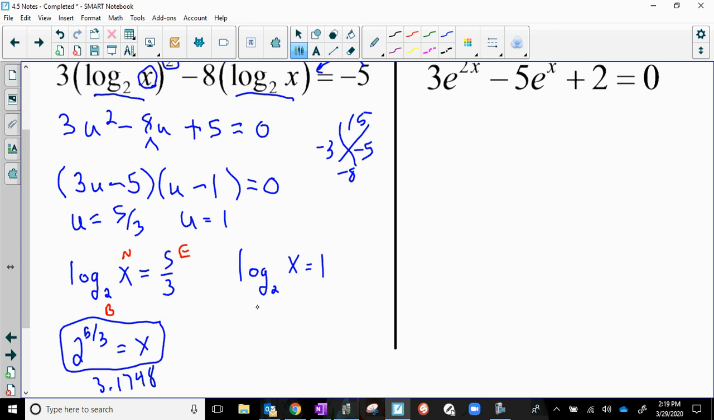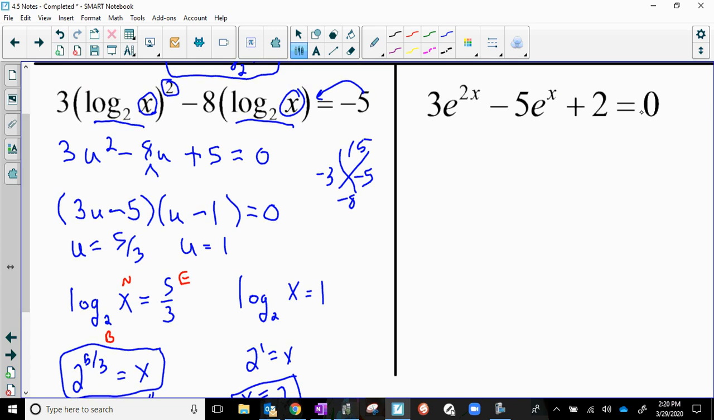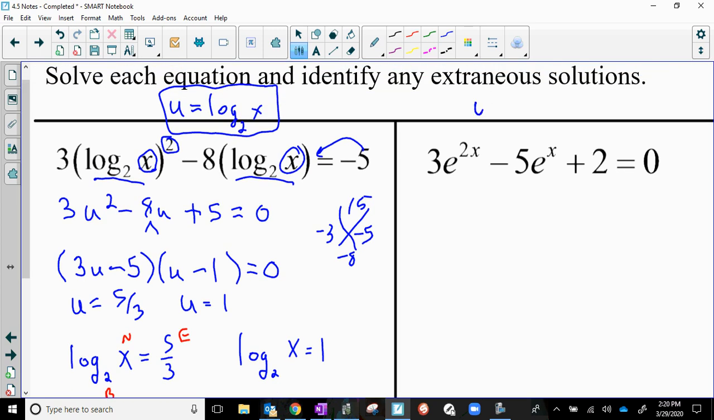All right, for this other one, it is 2 to the 1st equals x, so x is 2. And it is going to make our n positive, so we are good. It makes both ends positive. All right, our next problem, very similar. This one's already equal to 0. So in this problem right here, we see that our u is e to the x. This really is 3 times e to the x squared minus 5 times e to the x plus 2.